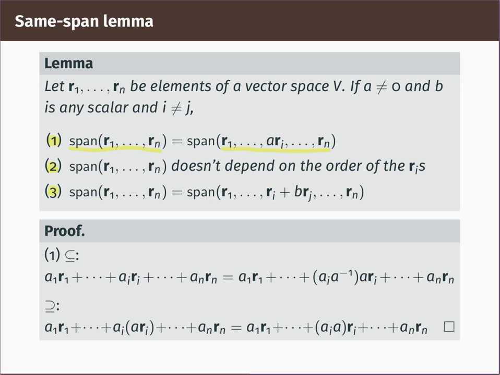And finally, if R is the other type of row operation, which adds b times row j to row i, and if A is a matrix with rows R1 up to Rn, then these vectors here are the rows of R of A. So part 3 implies that this final type of row operation doesn't change the row space either.